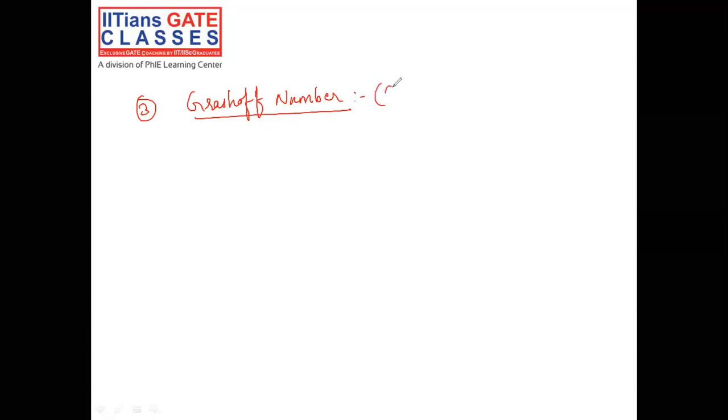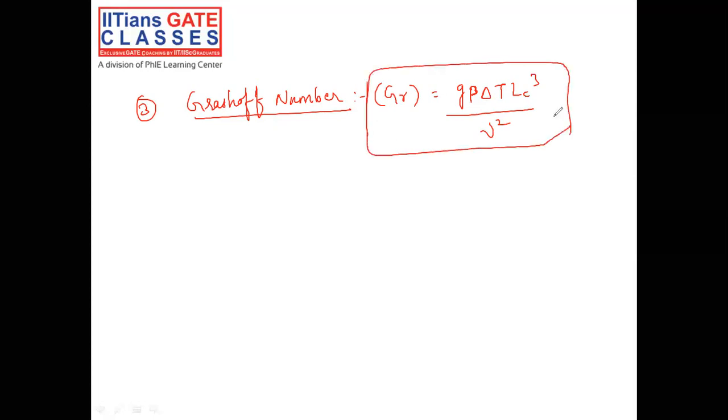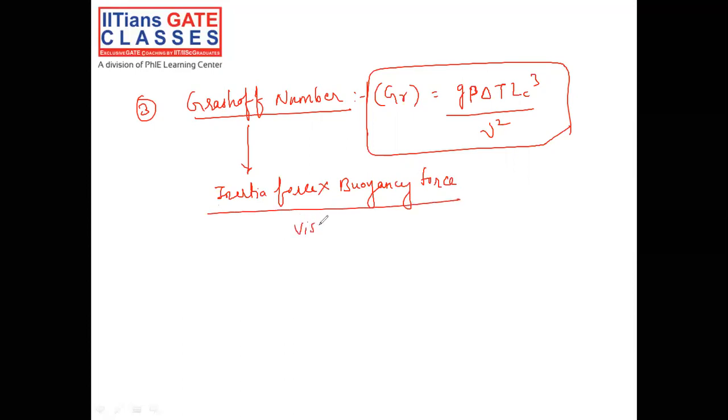Grashof number basically we denote by Gr, and we have one formula: g beta delta T L cubed divided by nu square. Now by the formula it is not clear what forces it depends on. So we have the definition: inertia force into buoyancy force divided by viscous force square.